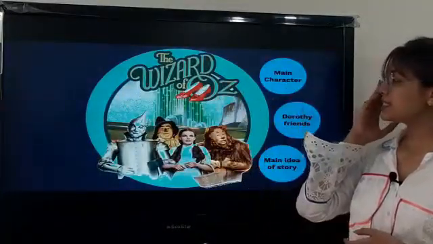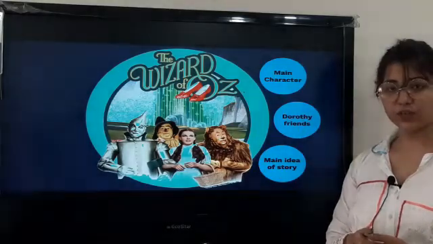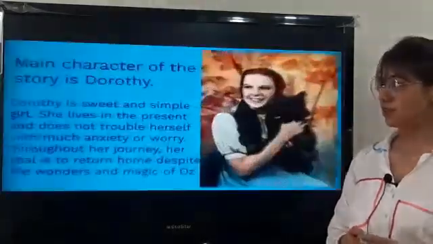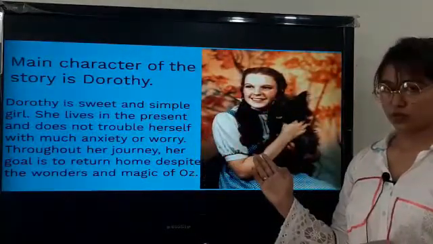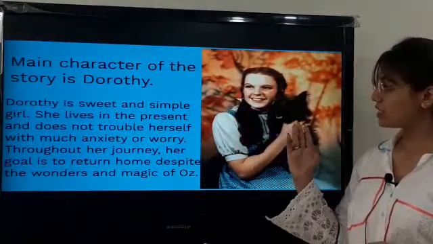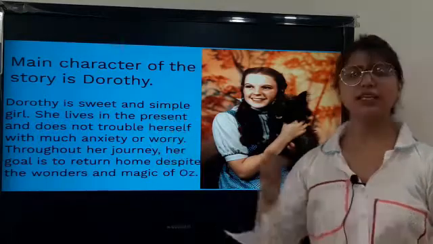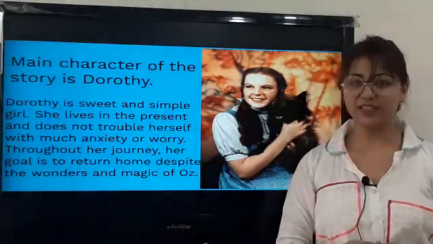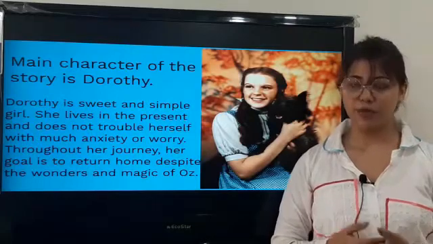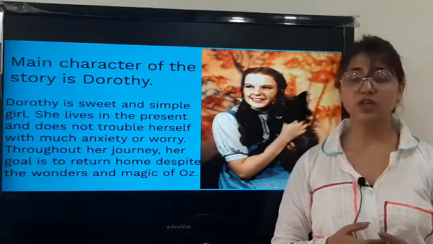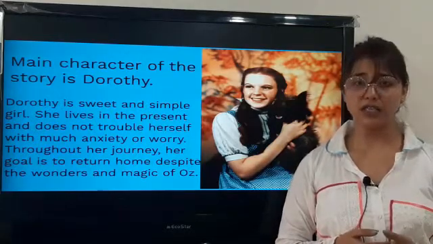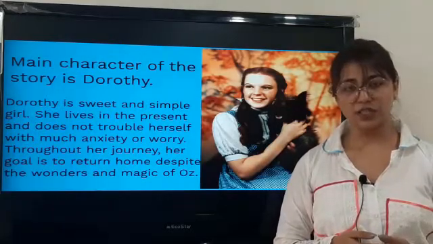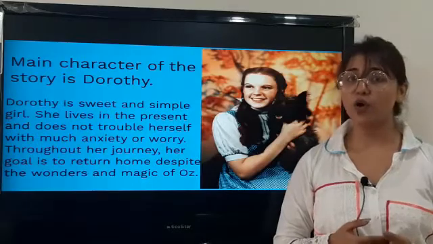Firstly, we will discuss the main character of the story. The main character of the story is Dorothy. This is the picture of Dorothy and this is her pet. Dorothy is a very sweet and simple girl. She lives in the present and does not trouble herself with any kind of useless problem. But the major goal of Dorothy is to go back to her home.